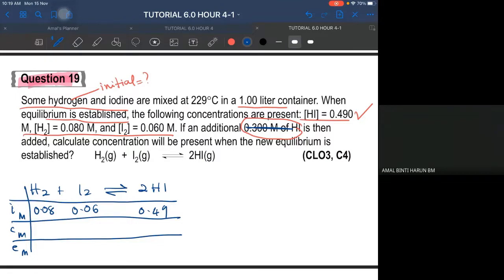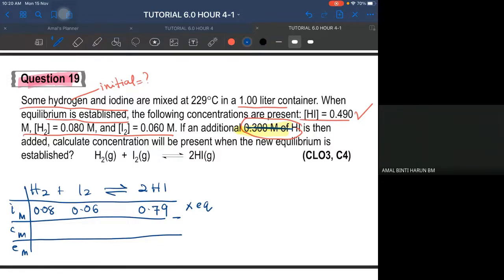Sekarang dia kata disturbance dia adalah tambahkan 0.3 molar kepada HI. Dah jadi tak equilibrium. So ini dah jadi 0.49 tambah dengan 0.3 jadi 0.79. Okay. Tak equilibrium dah. Sebab apa? Tadi equilibrium kalau 0.49. Sebab disturbance dia adalah increasing in concentration of HI. So this is no longer at equilibrium.